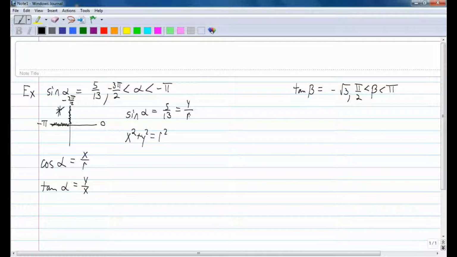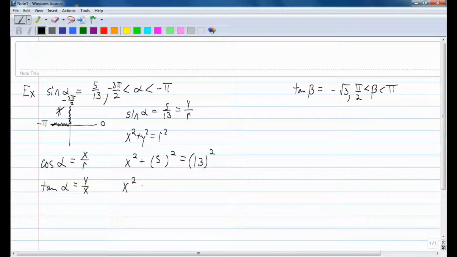So if y is 5 and r is 13, I have x squared plus 13 squared equals 5 squared. Is that right? I need to wake up. Alright. X squared plus 5 squared equals 13 squared. Alright, so make sure you plug in everything in the right place.